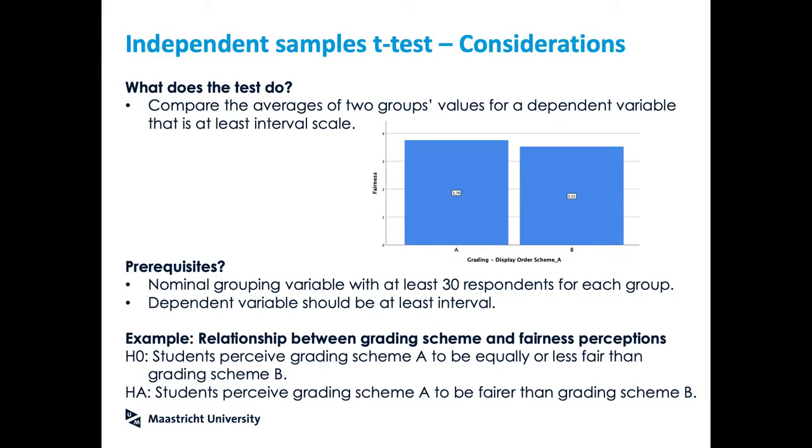The prerequisites for this test are that you have a nominal grouping variable with exactly 2 groups, and you need at least 30 respondents for the test to be reliable and valid. And as previously mentioned, the dependent variable needs to be at least interval.